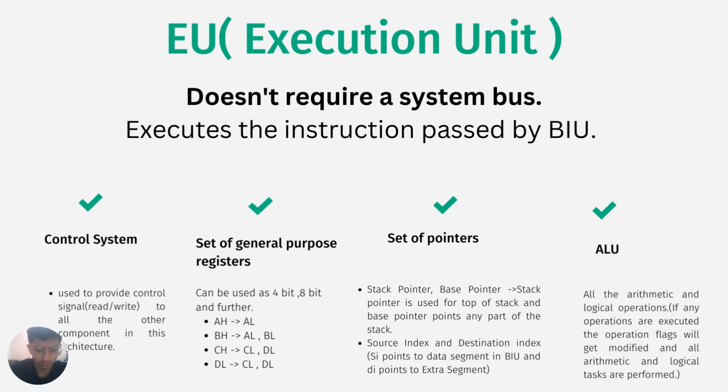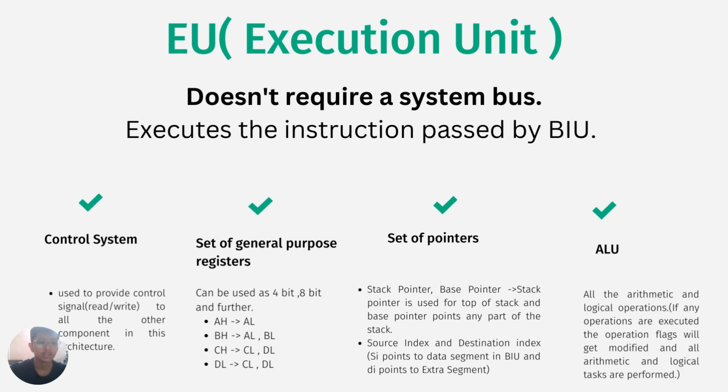multiple registers, which we will learn in this slide. The control unit controls which type of instructions are further used. It executes the instruction passed by the BIU, as I said earlier. The control system is used to provide system control signals, which are read, write, or append, to all the other components in the architecture. It can be used as 4-bit, 8-bit, and further 16-bit or 32-bit extent.